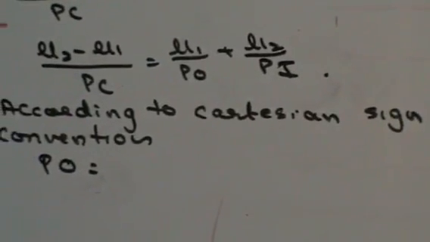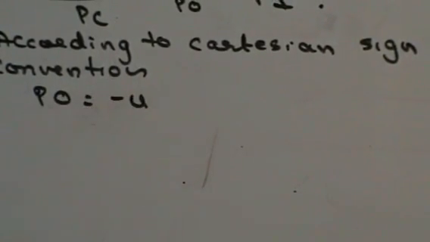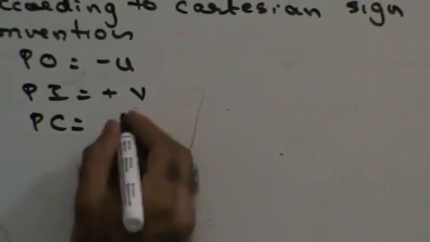PO is nothing but the distance of the object from the lens. Distance of the object from the lens is written as U. Since it is to the left of the lens, that means it has to be negative, right? What is PI? PI is the distance of the image from the lens. So it is written as V. Since it is to the right of the lens, it is going to be positive. And what is PC? PC is nothing but the radius of curvature. Right in the beginning we have said, again it is to the right, so it is going to be positive.